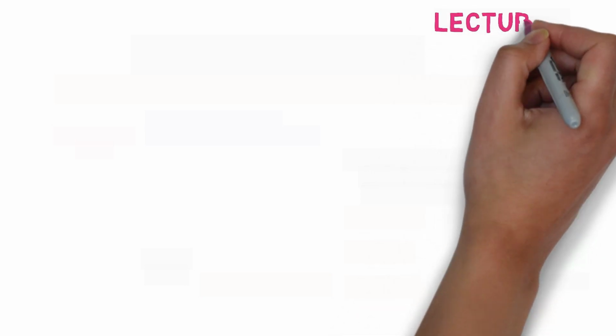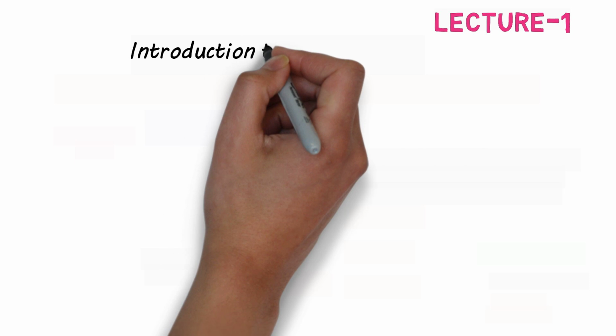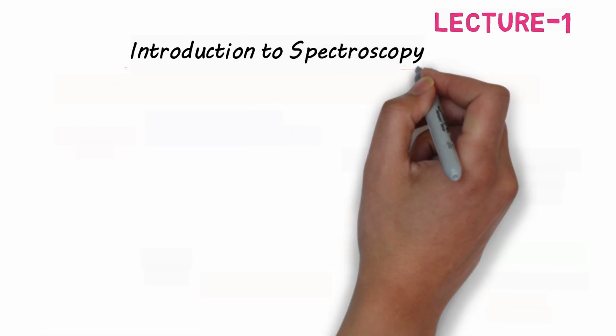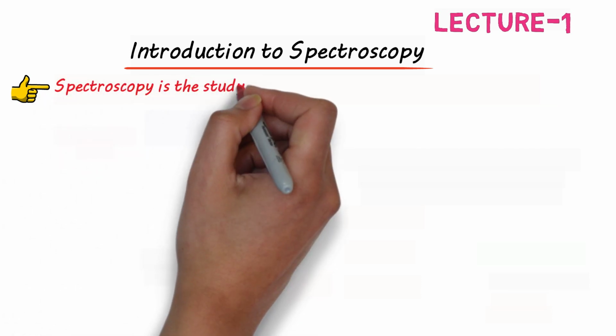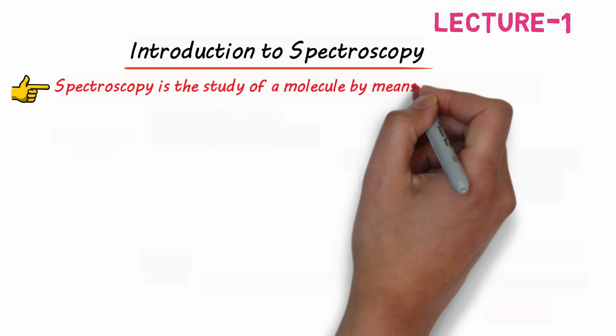Hello dear students, in this lecture we will try to understand the introduction to spectroscopy. Spectroscopy essentially consists of two words. One is spectros meaning spectrum and scopy meaning to study, which means if you study any molecule with the help of its spectrum, we call that spectroscopy. So spectroscopy is the study of a molecule by means of its spectrum.